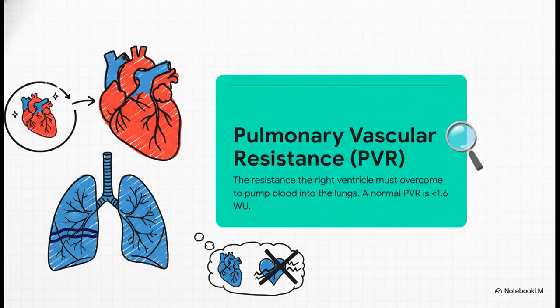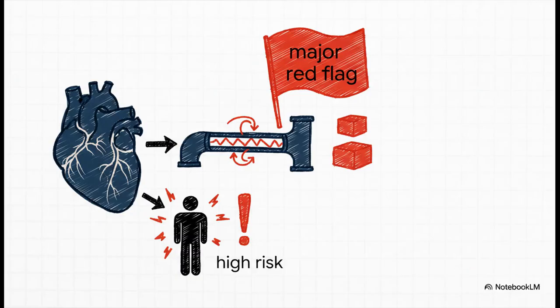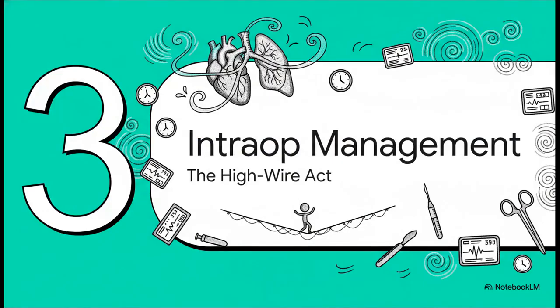Normal is less than 1.6, so when we see numbers way higher than that, we know we're in a high-risk situation. A PVR over 3 Wood units? That's a major red flag. And if that high resistance doesn't come down when we give drugs to open up the lung vessels, well, that patient is at extremely high risk. Often, the only way forward is intensive medical therapy or even putting in a left ventricular assist device, an LVAD. That's a mechanical pump that acts as a bridge to transplant, giving the circulation time to rest and hopefully lowering that PVR.